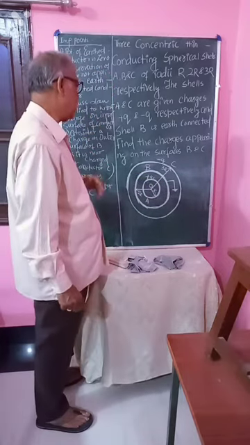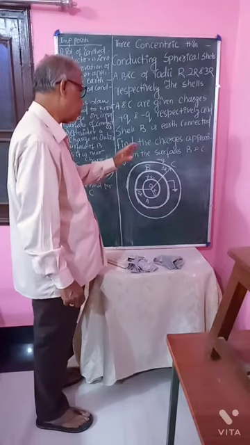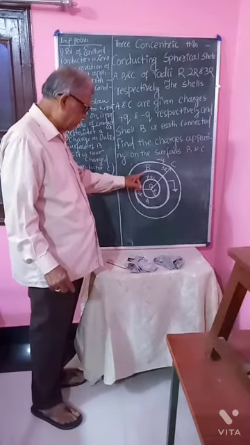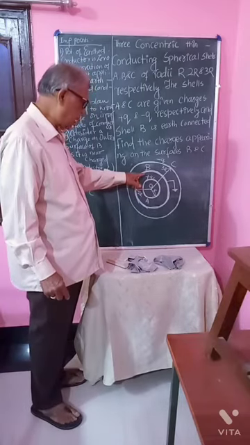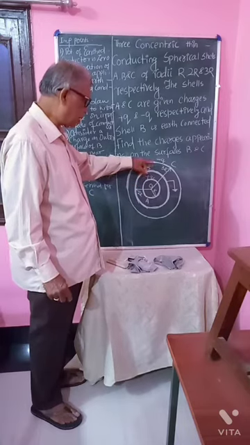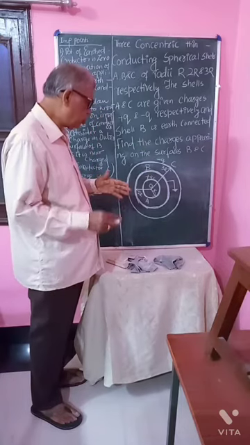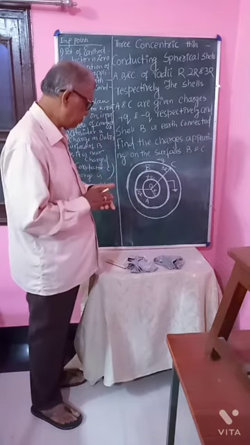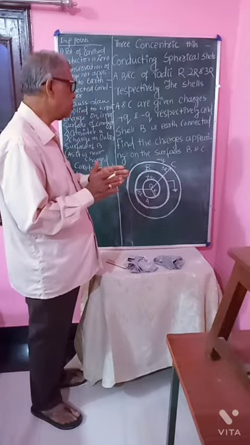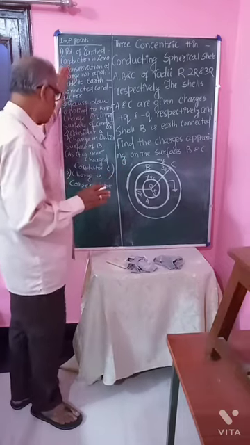We have to find out the charges appearing on the surface of B and C, that is, charges that appear on the inner surface of B as well as outer surface of B, inner surface of C as well as outer surface of C. Now, how to solve this problem? We shall discuss on the line of these important points.